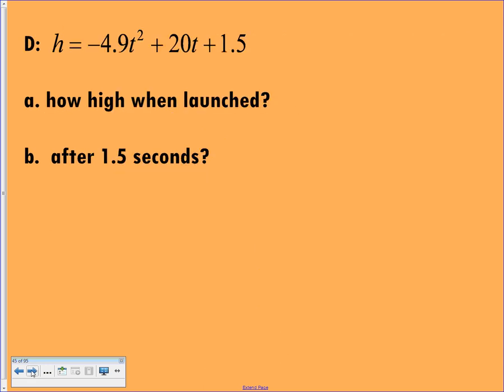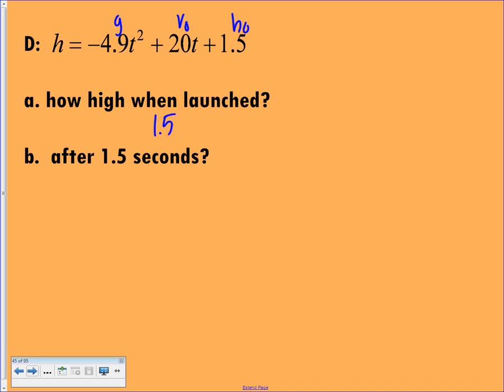Okay, so let's try example D. Suppose a toy rocket is launched so that its height in meters after t seconds is given by that equation. So this time it's giving us the equation, and we're working backwards. How high is the rocket when it's launched? Well, when it's launched, that would be the starting amount, the initial height. If you remember, this was the gravity here, this was the initial velocity here, and this was the initial height. So how high was it when it was launched?